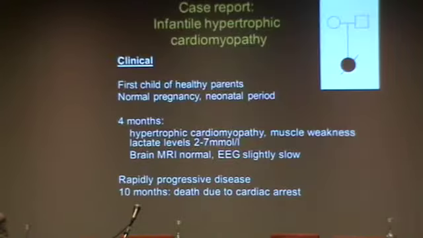And this is my first case that I'm showing you. This is the first child of healthy parents who went through normal pregnancy and normal neonatal period. But at 4 months of age, she started to have muscle weakness and she was clearly not feeling good, and hypertrophic cardiomyopathy was diagnosed. She had very high lactate levels, up to 7. Her brain MRI was normal, and the cardiomyopathy seemed to be the only manifestation, in addition to the muscle weakness. She had a very rapidly progressive disease and died at the age of 10 months because of cardiac arrest.